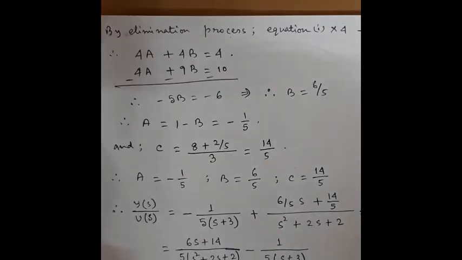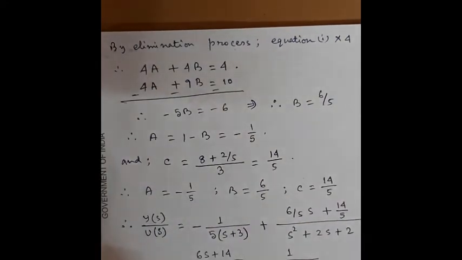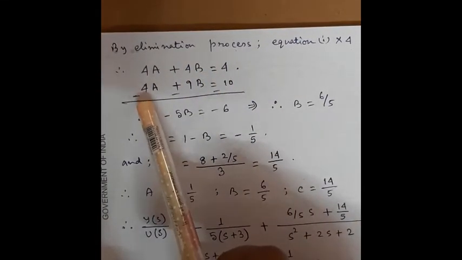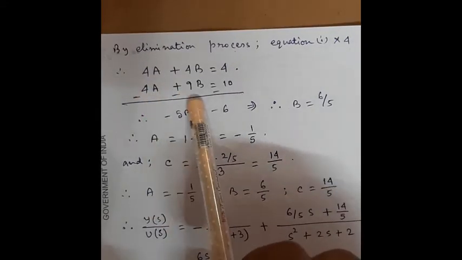So we can use the elimination process to solve the two equations, and we have to find out the values of A and B. For that purpose we just take equation 1 and equation 4. So equation 1 is basically A plus B is equal to 1. For the elimination process we multiply equation 1 with 4. So now the equation will become 4A plus 4B is equal to 4, and the other equation is 4A plus 9B is equal to 10.